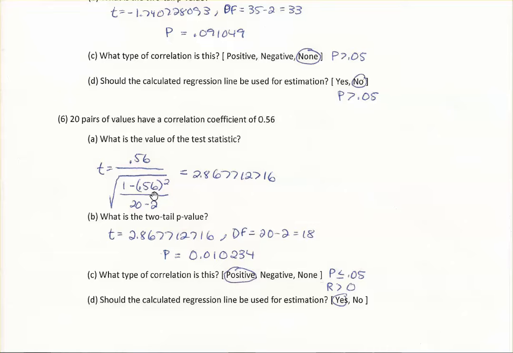So here's our last example. 20 pairs of values have a correlation coefficient of 0.56 with the value of the test statistic. 0.56 divided by square root of 1 minus 0.56 squared over 20 minus 2 is the 2.867712716. What's the two-tailed p-value? The t is this value right there. Degrees of freedom, remember, is 20 minus 2.